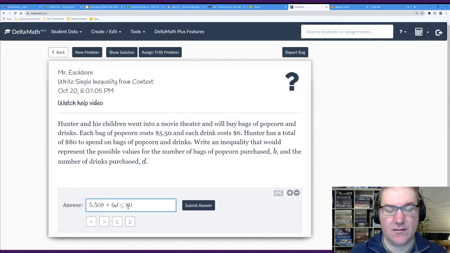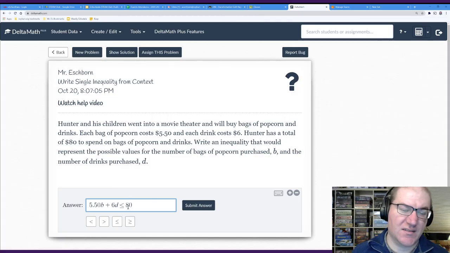So the hardest part of these, besides getting the variables right, is finding the right words to emphasize what the inequality is that you're supposed to be using. So look for words like no more than, no less than, at most, at least. Those are important words that will help you determine which sign to write for these.